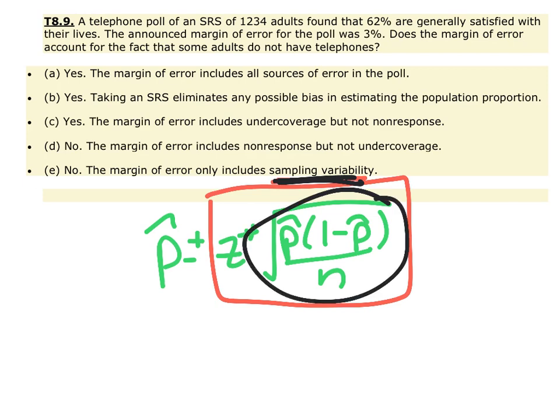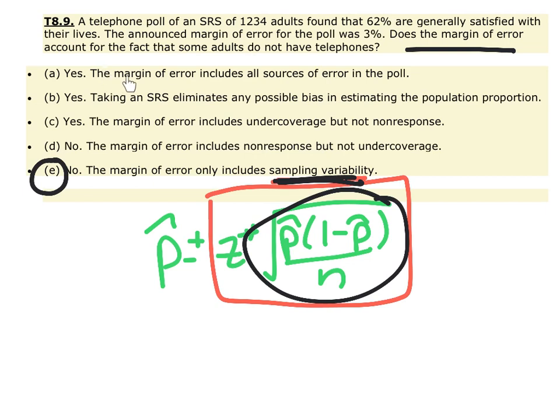So the issue here, does the margin of error account for the fact that some adults don't have telephones? No, it doesn't. The margin of error only accounts for variability in our data. Just know that when we look at these other responses, non-response and undercoverage, all of these comments here in C and D, this is related to Chapter 4 and just a bad design. Taking an SRS eliminates bias from that. Setting up a good sample is having an SRS again from Chapter 4, and the point is we're not going to have bias, hopefully, in our questioning and all of that.